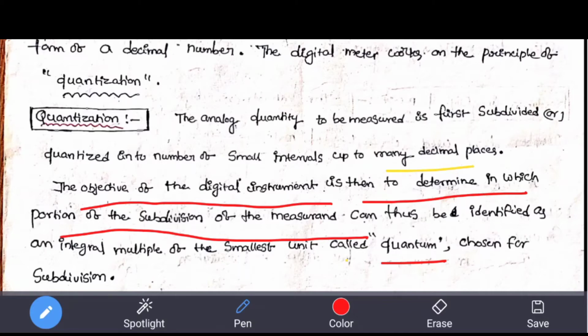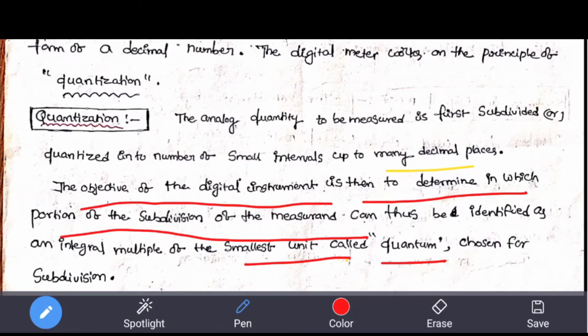The objective of the digital instrument is to identify which portion has to be measured. సబ్డివిజన్ చేసి ఉంటాం ఒక సిగ్నల్, అనలాగ్ సిగ్నల్ని ఫస్ట్ డిజిటల్గా కన్వర్ట్ చేస్తాం. అక్కడ నుంచి మనం ఏ పోర్షన్ మెజర్ చేయాలనుకున్నామో ఆ మీటర్ సెలెక్ట్ చేసుకుంటుంది. ఈచ్ పోర్షన్, స్మాలెస్ట్ పోర్షన్ ఈజ్ కాల్డ్ యాజ్ క్వాంటమ్, దట్ చూజన్ ఫర్ సబ్ డివిజన్. అంటే అనలాగ్ని డిజిటల్గా కన్వర్ట్ చేసి డిస్ప్లే చూపిస్తుంది.